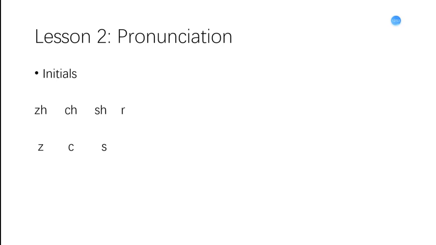Okay, so let me repeat again. We use the tip of the tongue against the back and upper part of the mouth, and we make a block, and then suddenly we release. So it's really like zhi, chi, shi, and ri. And for this pair, shi and ri, the only difference between shi and ri is shi is voiceless and ri is voiced.